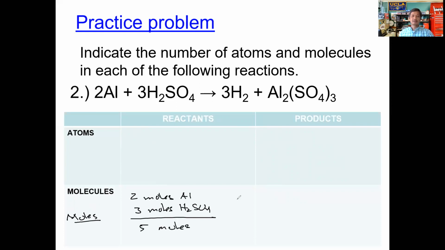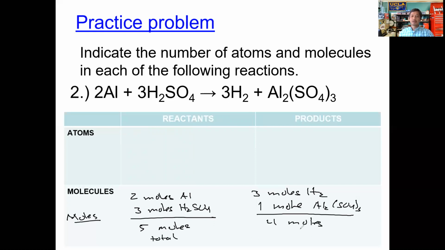On the right-hand side, doing the same thing here, we'll have 3 moles of hydrogen and 1 mole of aluminum sulfate, for a total then of 4 moles. So we have 5 total moles on the reactant side, and 4 total moles on the product side. And again, those are not equal. So hopefully you should be able to do that, folks.